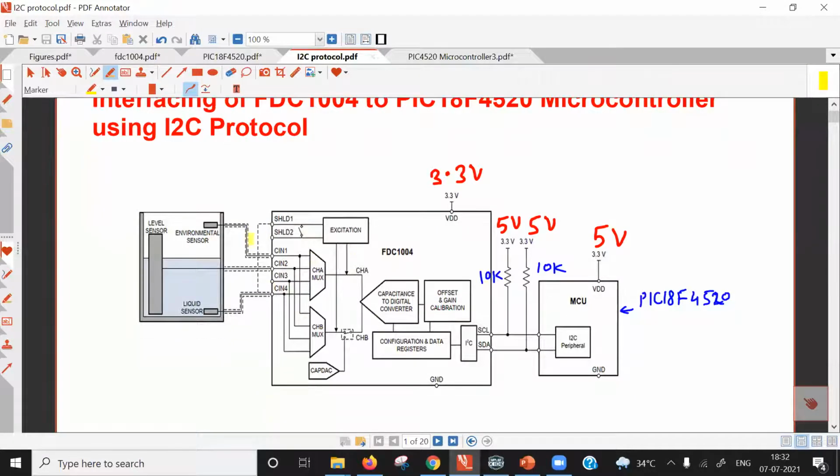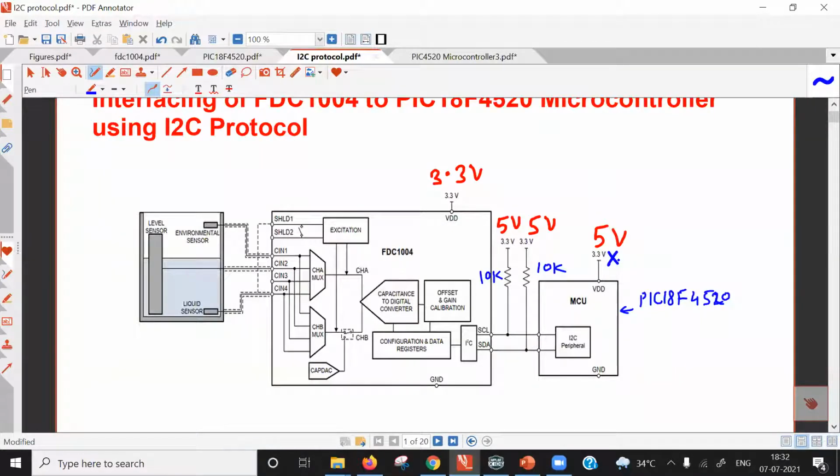Now what I want to discuss is here: this MCU device is the PIC18F4520. This is our MCU device. This FDC1004 must be operated on 3.3 volt, so the VDD pin must be connected to 3.3 volt. I am operating the PIC microcontroller on 5 volt, so that's why I have written it here. I am not operating it on 3.3 volt.